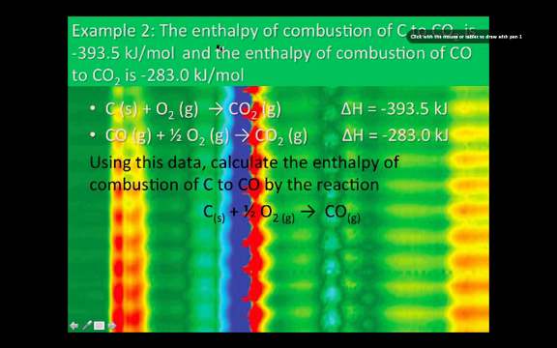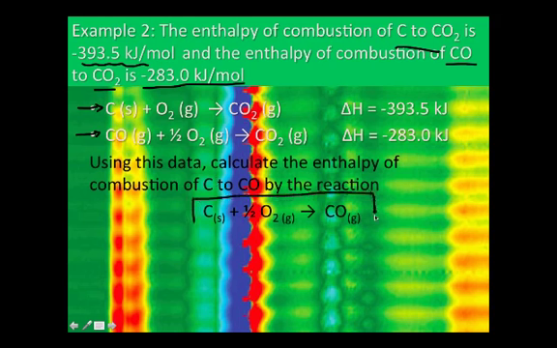All right, example 2. The enthalpy of combustion of carbon to carbon dioxide is given by this value, negative 393.5 kilojoules for every 1 mole. And the enthalpy of combustion of carbon monoxide to carbon dioxide is negative 283 kilojoules per mole. So we have our two separate reactions. Here's carbon to carbon dioxide, then here's carbon monoxide to carbon dioxide. Using this data, let's come up with the enthalpy of combustion for a related reaction where we're combining carbon with oxygen to get carbon monoxide.